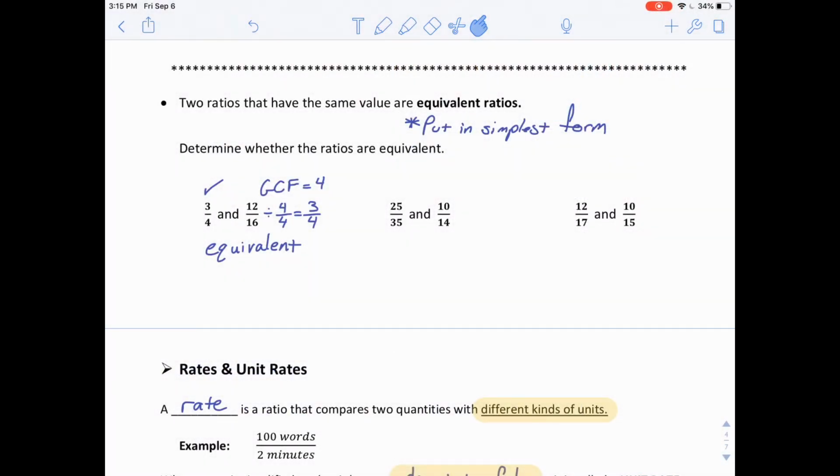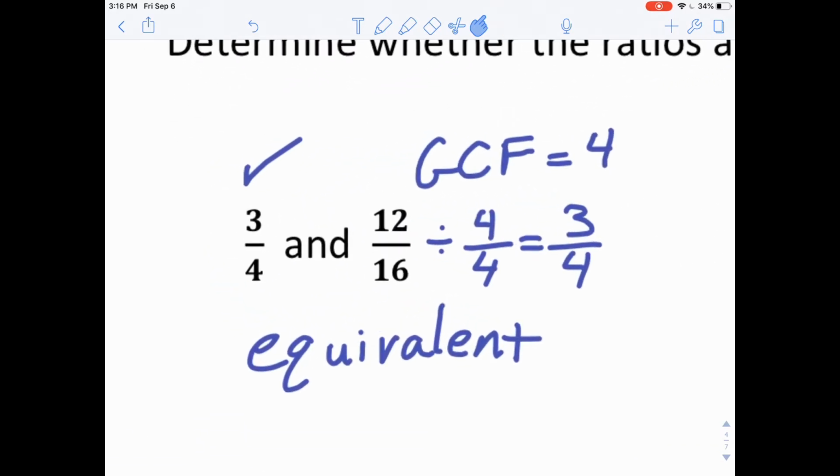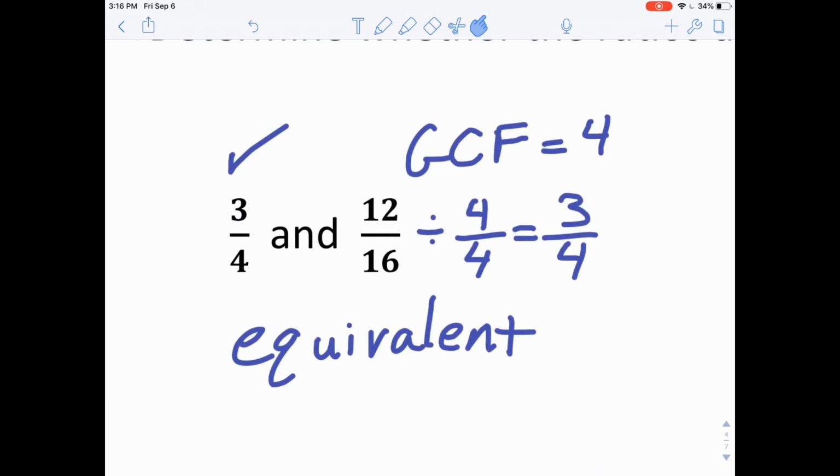Next, we're going to find some equivalent ratios. That goes back to our standard where we're trying to figure out if two quantities are in a proportional relationship. So in order to figure out if two ratios are equivalent, all we need to do, and this is very easy if they are written in fraction form, is to put them in simplest form. So if we, for example, have the two fractions or ratios of 3 to 4 and 12 to 16, all we need to do is put them in simplest form and see if they are the same.